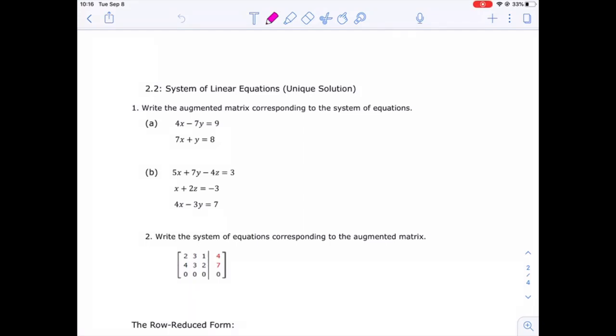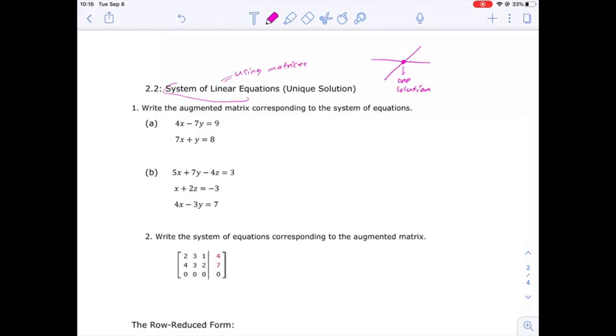Section 2.2 is about using matrices to solve linear equations, and we focus on unique solutions. What we mean by unique solution is that the two lines that represent the linear equations can meet in at most one point. So we have just one solution, or unique solution. This is the case that we will consider in this section, using matrices.